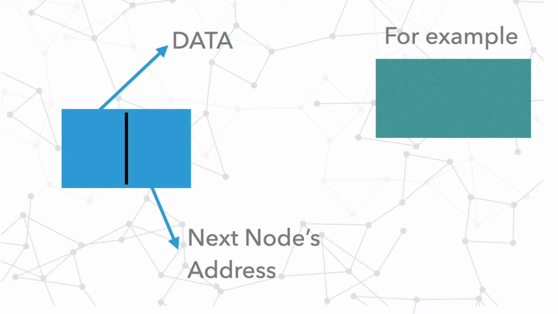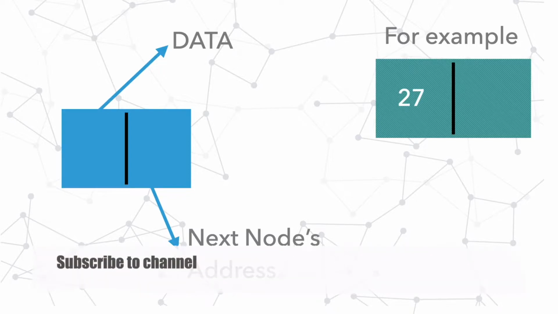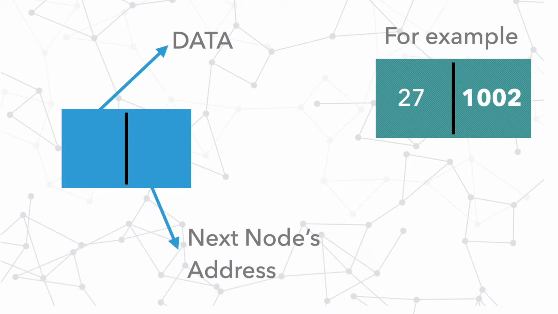Now let's see an example. Suppose this is a linked list. The 27 is the data part, which is on the left. It can be on the right or left, it doesn't matter. The only thing that matters is that one section is given for the data, another section is given for the address, and the address is, suppose, a random address 1002. It's a random address, and at that particular address there would be a particular node. So the address is for a particular node.